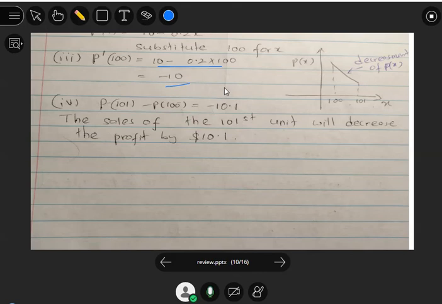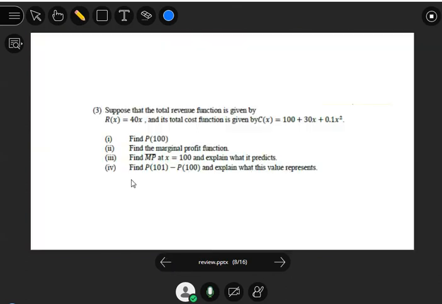Actually, in my answer key I have made some mistake. One of the students showed me that it must be negative 10. Yes, this is the correct answer for this part 3. And then let's move to our fourth problem.